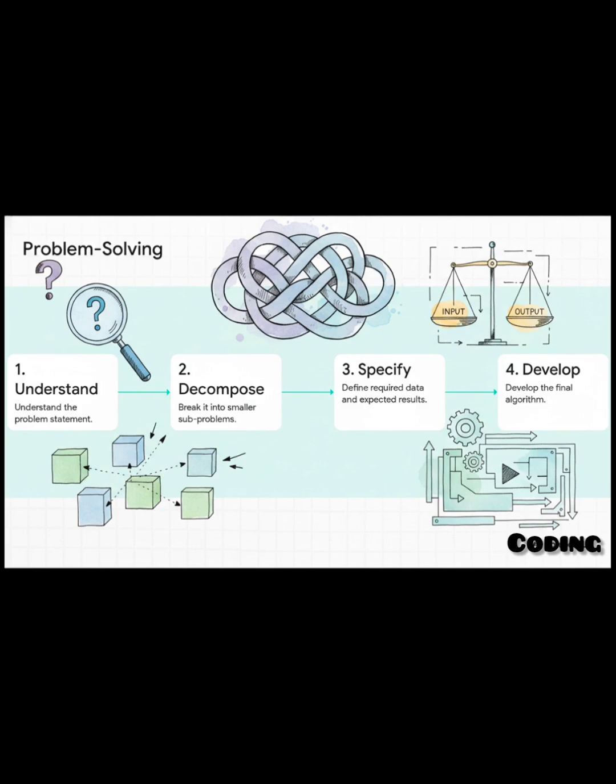So, how do you actually build one? It's a pretty structured process. First off, you have to really understand the problem you're trying to solve. Then, you break that big problem down into smaller, bite-sized pieces. For each little piece, you figure out what info you need to start with and what you expect to get at the end. And only then, once all that is crystal clear, do you actually write out the step-by-step algorithm.